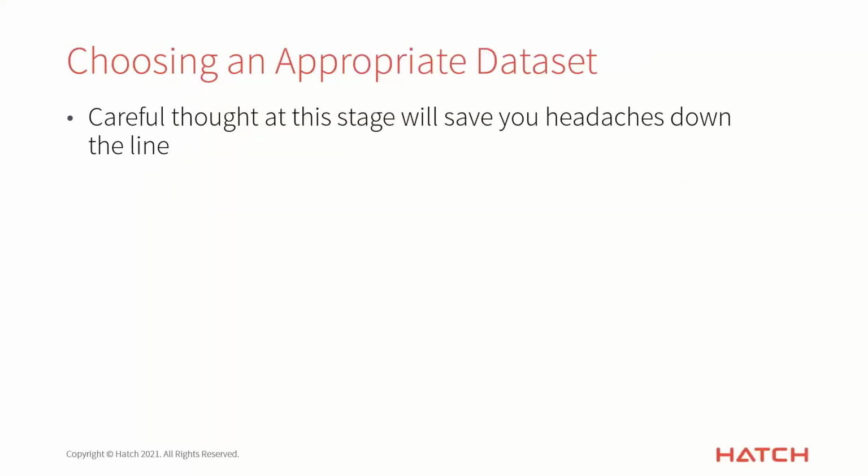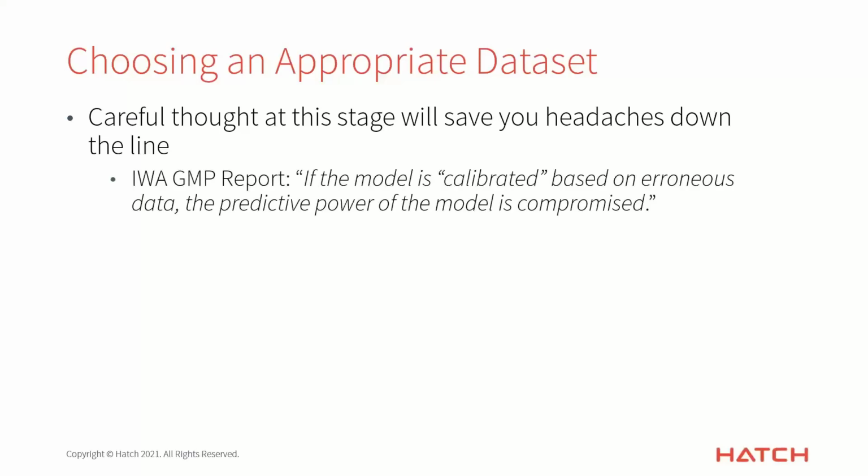All right, so next we're going to talk a bit about choosing an appropriate data set. This step is pretty important because if you have careful thought at this stage, it's going to save you a lot of headaches down the line. So again, from this report, they have a quote that says, if the model is calibrated based on erroneous data, the predictive power of the model is compromised.